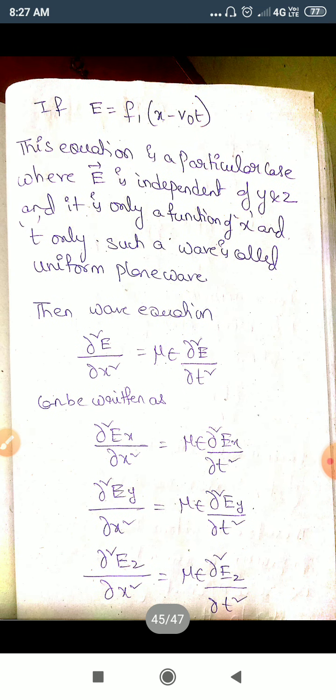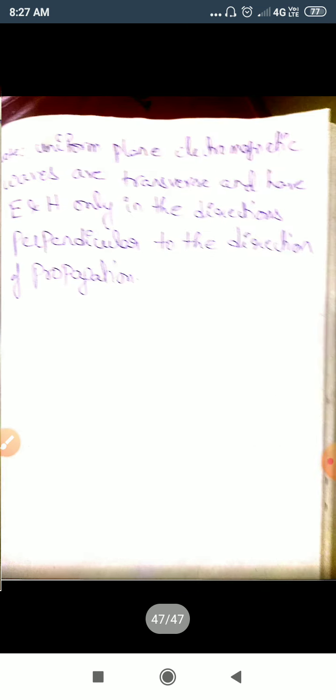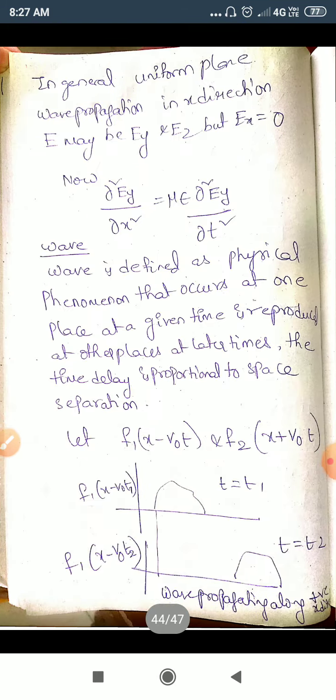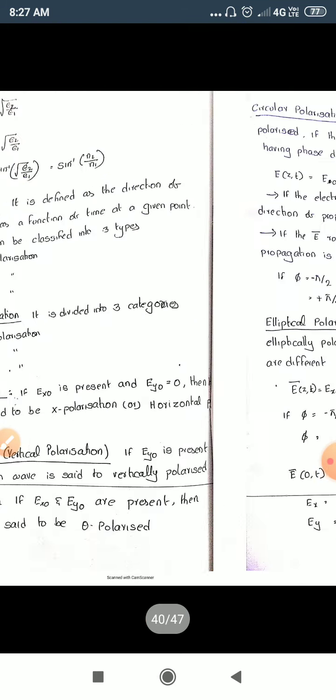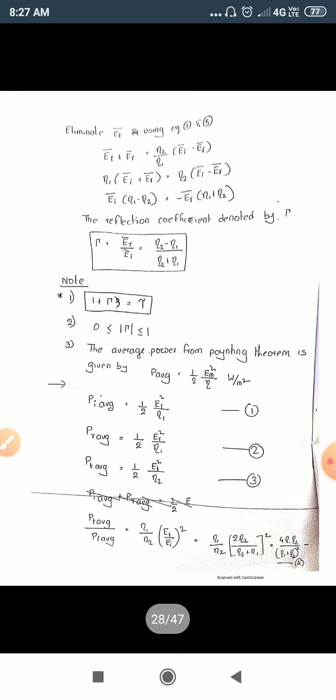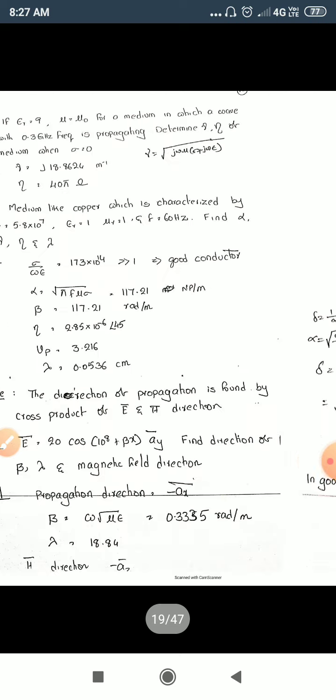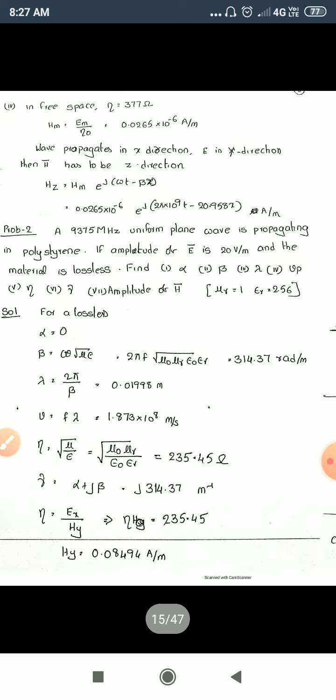So what is meant by a uniform plane wave? Up to this I will upload this also in your PDF. Already these things are there in the PDF I have uploaded. Now you come to here. So I explained what is meant by a uniform plane wave. A uniform plane wave consists of three conditions.